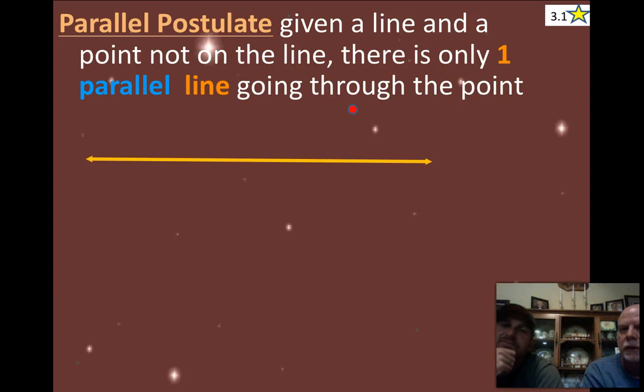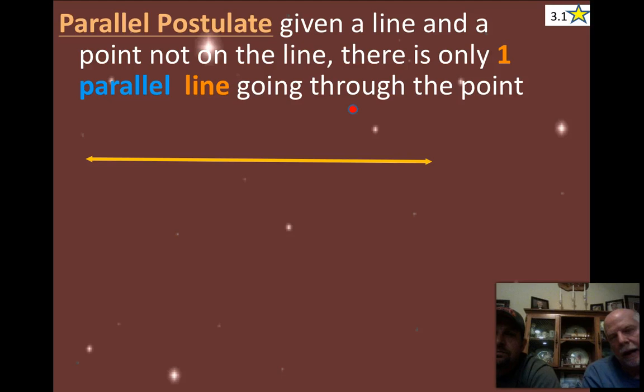Parallel postulate. So I don't know if you can see it, but there's a red point above that yellow line there. And so given a line, the yellow line, and a point, the red point, not on the line specifically, it can't be on the line, there exists only one parallel line going through that point. There exists exactly one line parallel to that line that goes through that point.